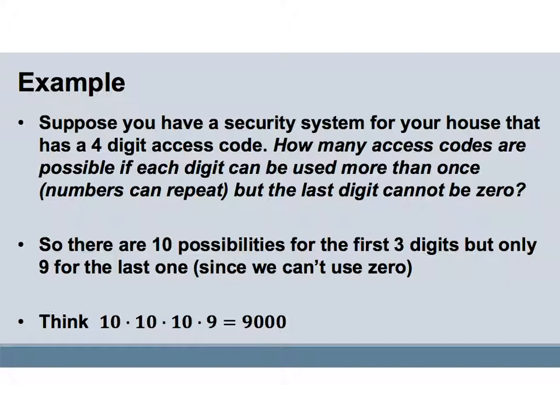Okay, so the second one, we still have that 4-digit access code, but this time they say the digits can be used more than once, but the last digit cannot be a 0. So that made the first 3 10s because I can use them more than once, but on that last one I had to take the 0 away, so it made it 9. So 10 times 10 times 10 times 9 is 9,000.